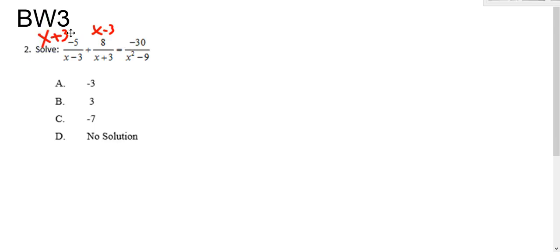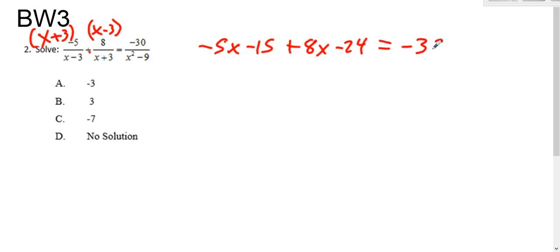Once you have common denominators, they cancel out. You don't need them anymore. You're clearing out the fractions. So this is negative 5 times x plus 3. So negative 5x minus 15. This is positive 8 times x plus 3, which is positive 8x minus 24 equals negative 30.